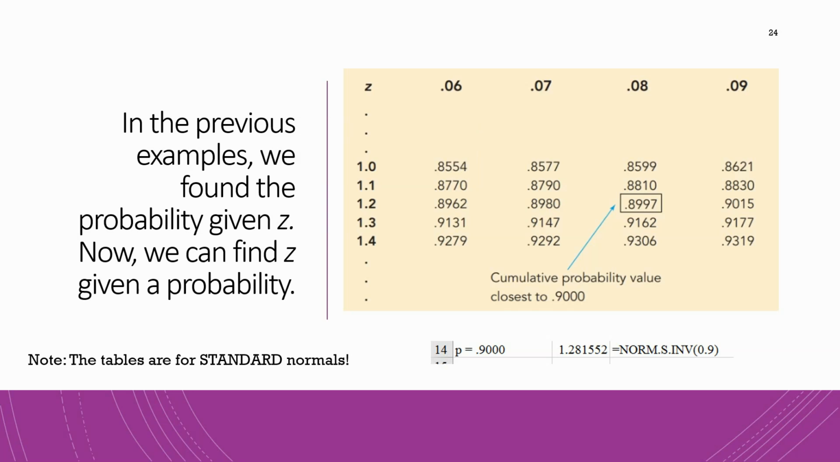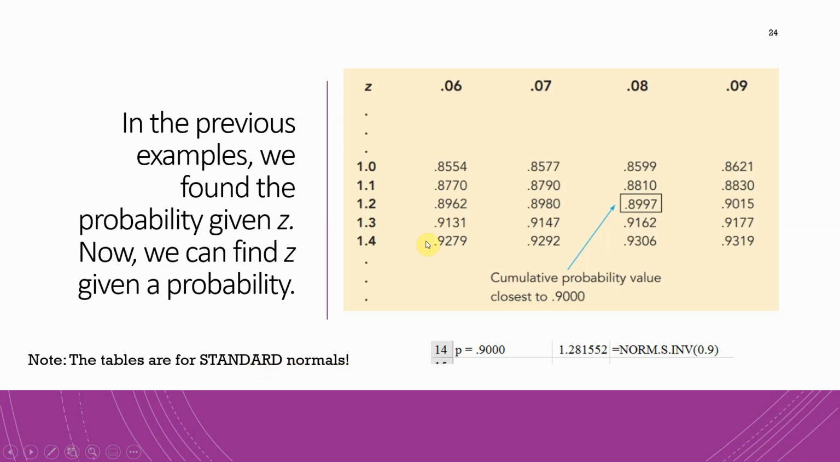So I just want to point out, this will make sense when you look at what we're doing with the z-table and with the Excel, that these tables and this Excel function are for standard normals. That is, you've taken values and you've standardized them. You've turned them into a z-score. And that should make sense because we are given a probability and we're trying to find z. So it should make sense that we're working with standard normals here.